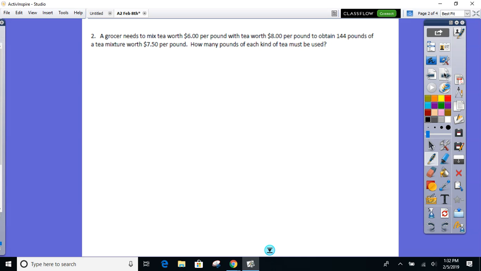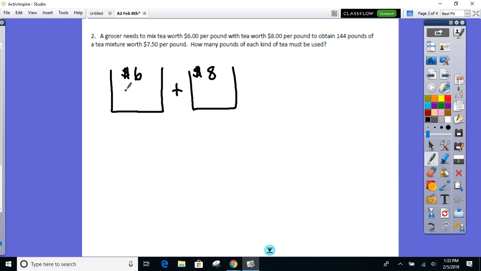All right, let's put them in the basket. What type of tea do I have first? $6 a pound tea. Mix it with what? $8 a pound tea. I don't know how many of the 6, I don't know how many Y of the 8, and mix it together. What's it got to come out to be? $7.50 a pound. And I know how many pounds I need: 144. There we go. We're off to the races now.